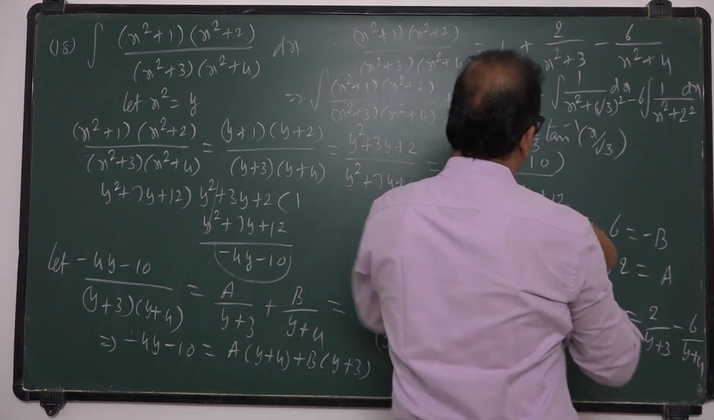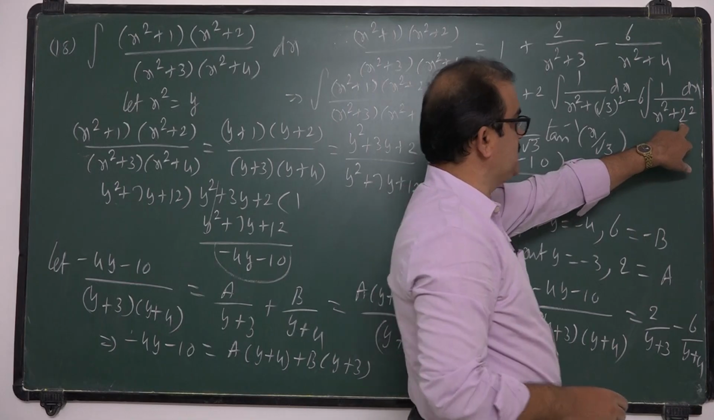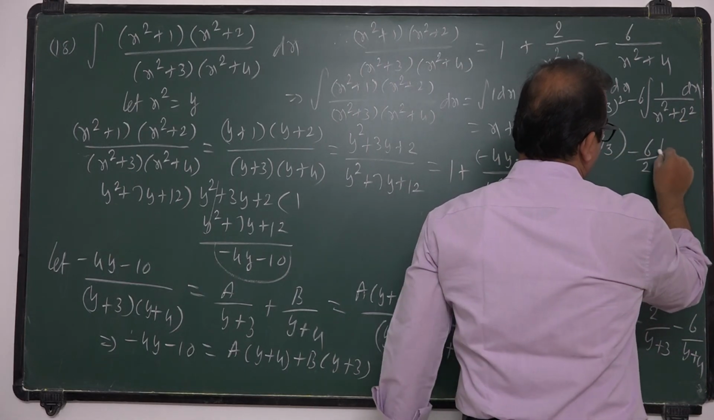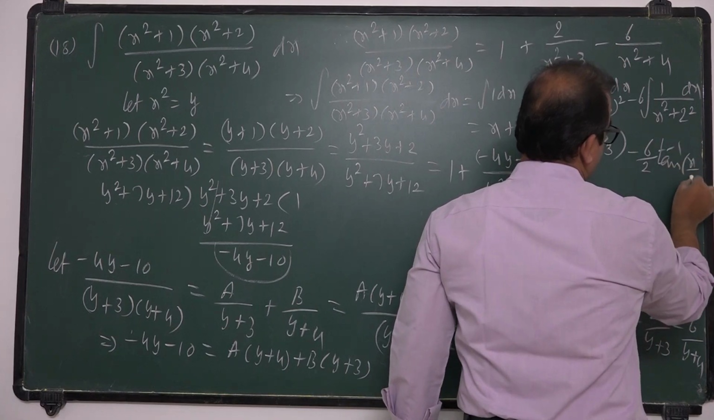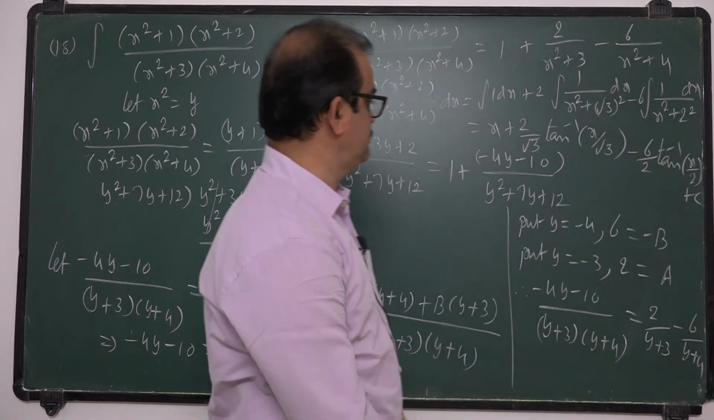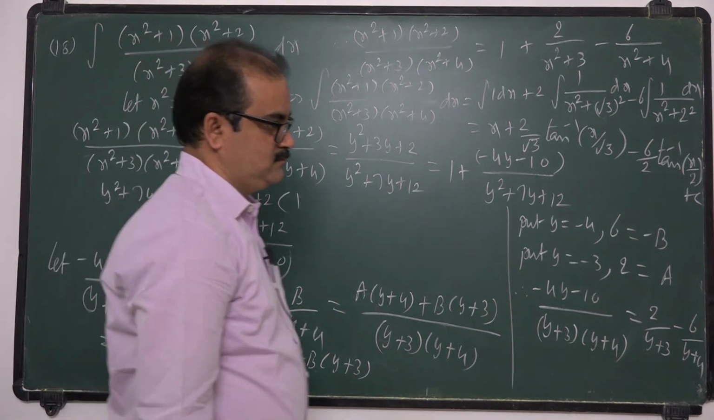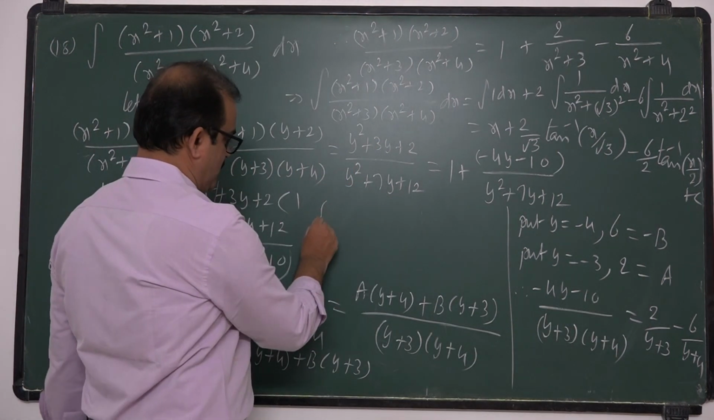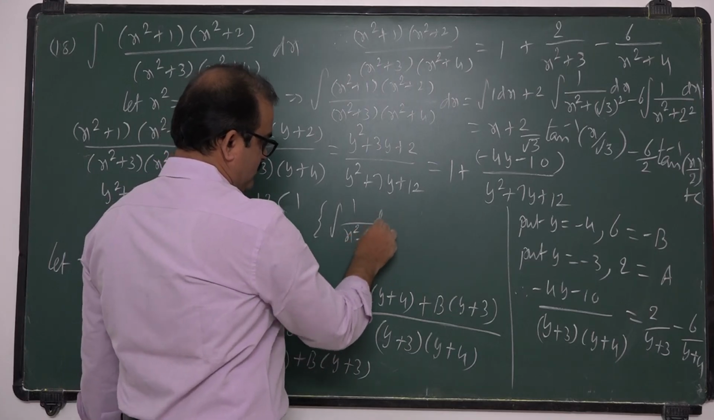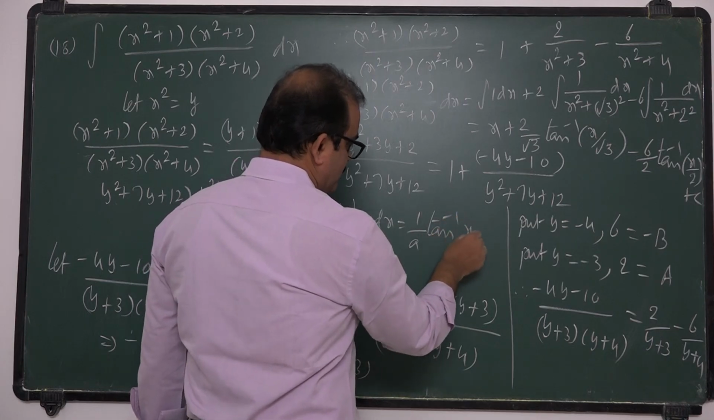Apply the same formula. 1 by x square plus a square. Here a is 2. 1 by a into tan inverse x by a. x by a is x by 2, plus c. Here 6 by 2 is taken as 3. Write that related formula. Integral 1 by x square plus a square is 1 by a into tan inverse x by a.